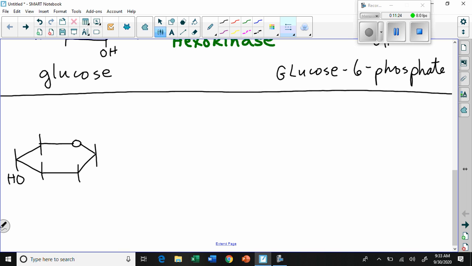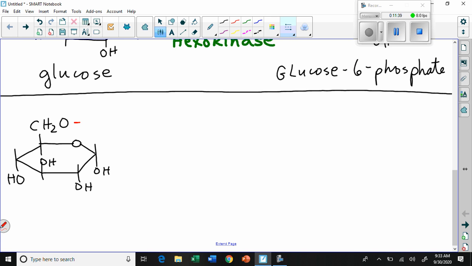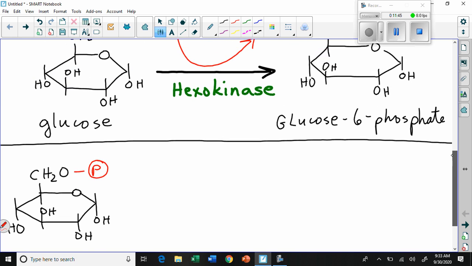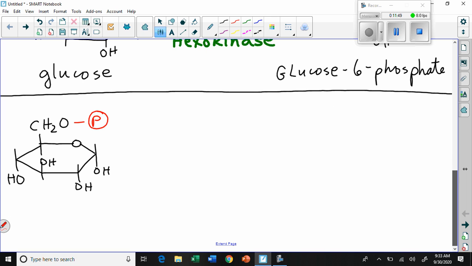And I'll draw in all the respective OH groups. And then up here, CH2O, and I'll put our little phosphate guy in there, P. Okay, so that's the same picture as I have right here. Just drawing it again. And we'll write its name underneath, glucose 6-phosphate.